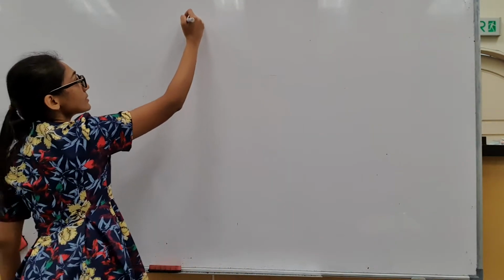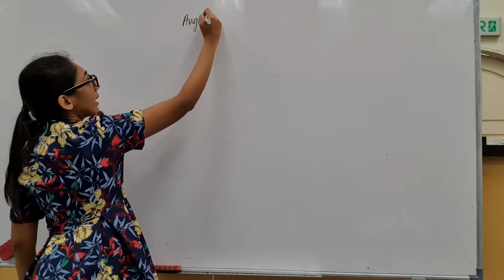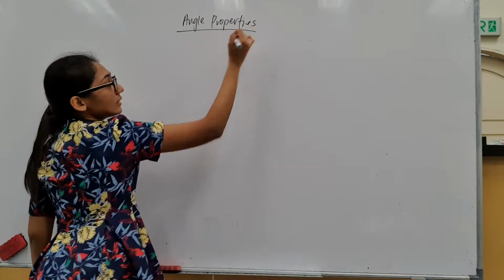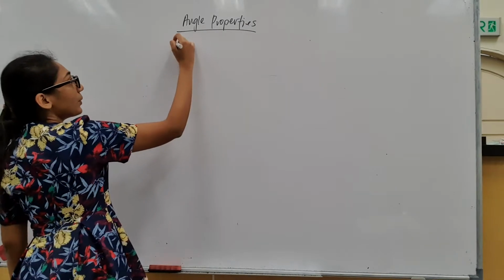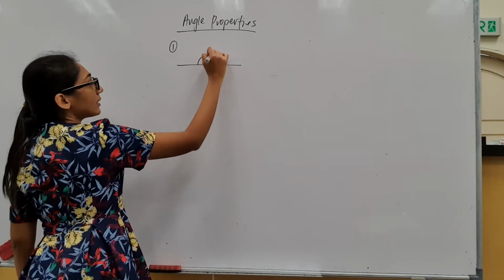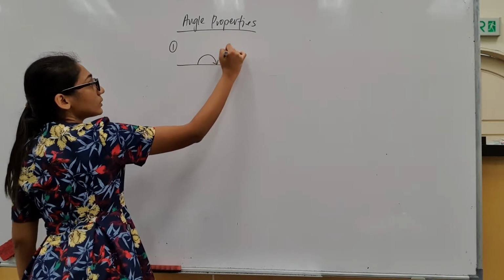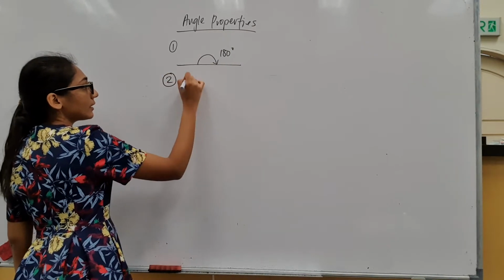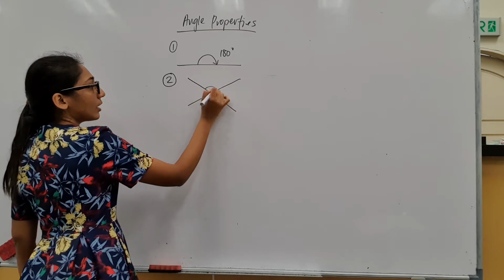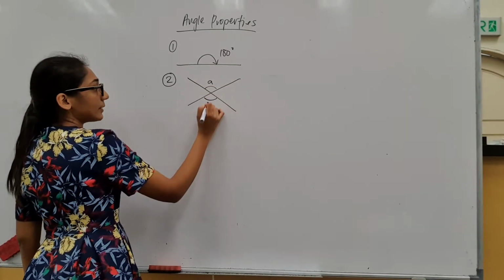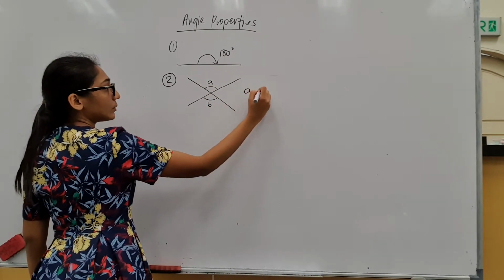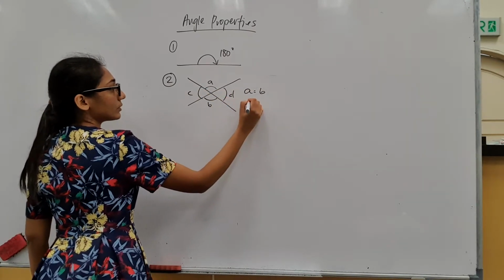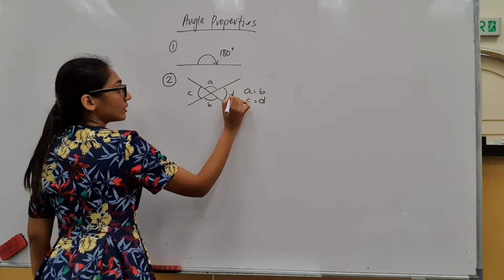So the first rule is for angle properties, okay? Number one, a straight line is equal to 180 degrees. Secondly, opposite angles are the same. A is equal to B and the other opposites are also equal. So C is equal to D.